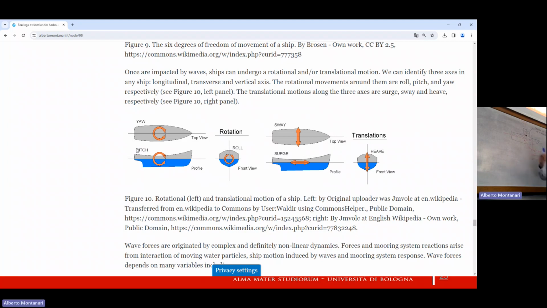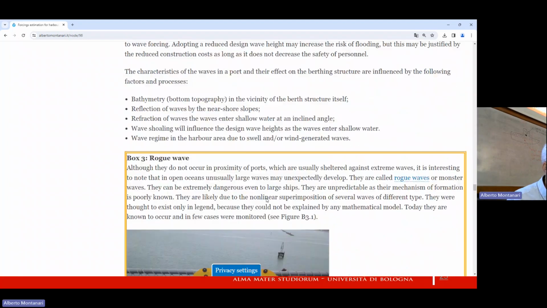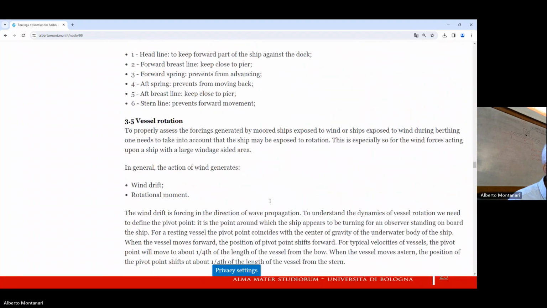But we are interested in the berthed conditions. I just wanted to mention to you that the position of the pivot point depends on the movement of the ship, but we are interested in the berthed conditions. So let's just focus on this definition. Okay. Now, let me go back here. I wanted to anticipate this terminology, but let's go back now to wind forces.